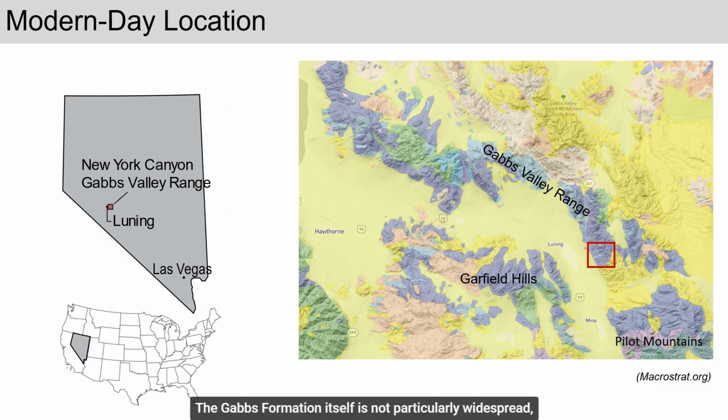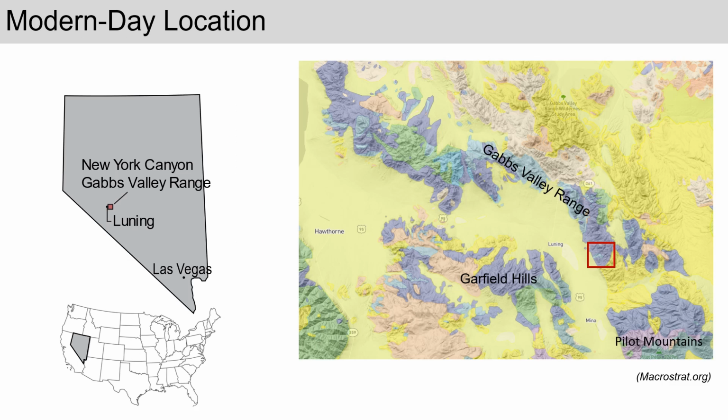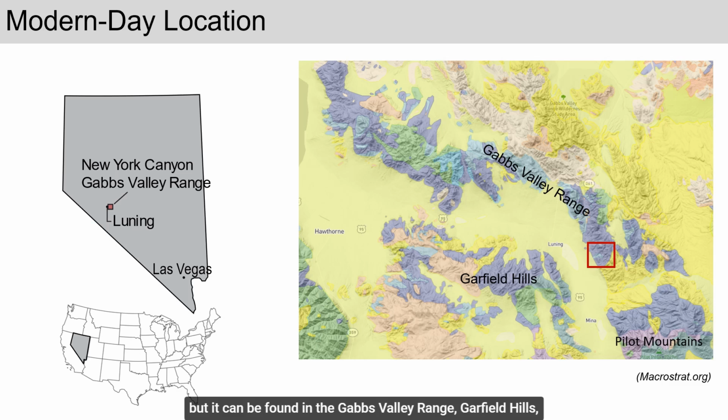The Gabbs Formation itself is not particularly widespread, but it can be found in the Gabbs Valley Range, Garfield Hills, and Pilot Mountains of west central Nevada. However, the full extent of the Gabbs, with few intrusions, is best seen in the vicinity of New York Canyon, outlined by the red box.